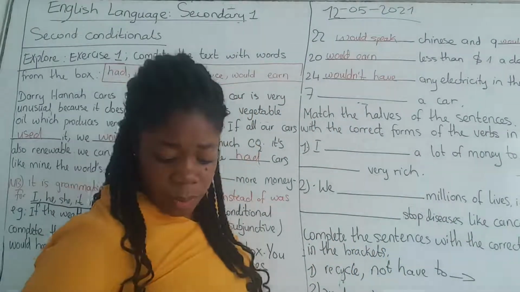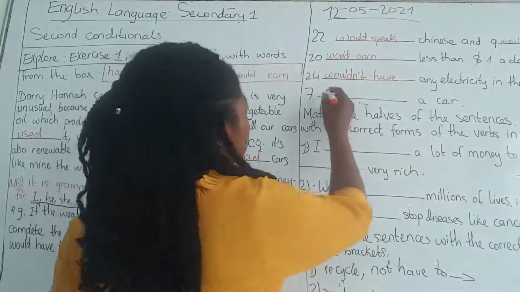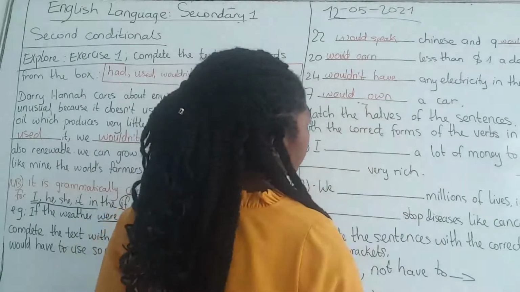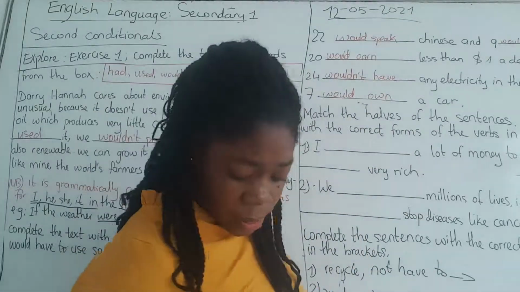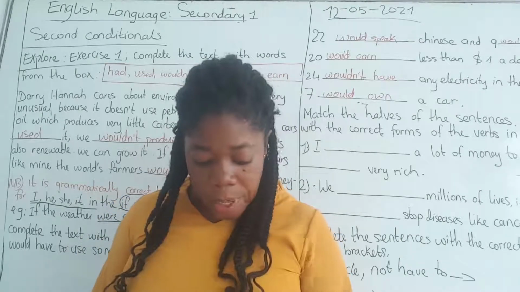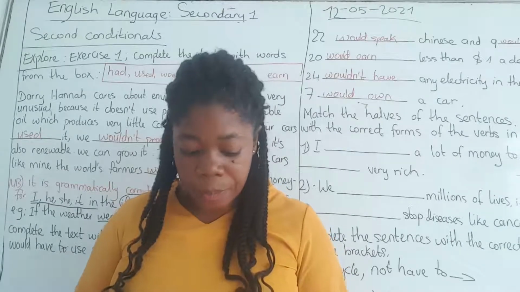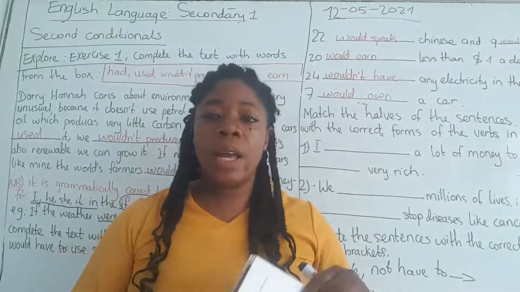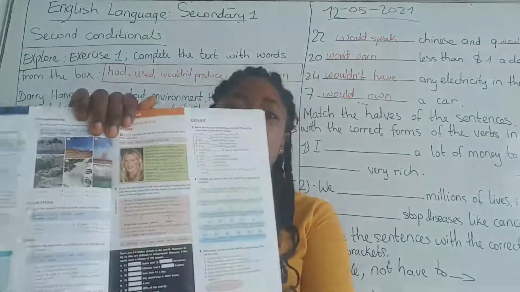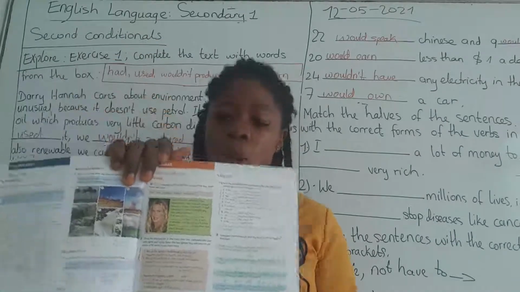7 would own a car. The next exercise says match the halves of the sentences and complete them with the correct form of the verbs in brackets. That's the first exercise under exploit. We finish with explore. This is the last exercise of explore, and we are now moving to exploit.